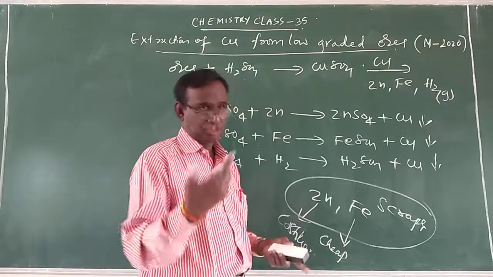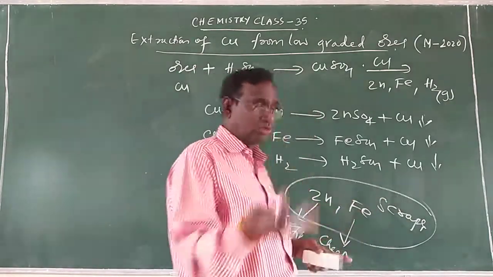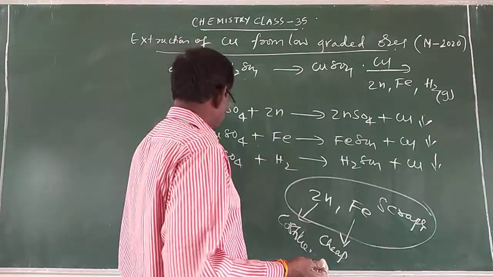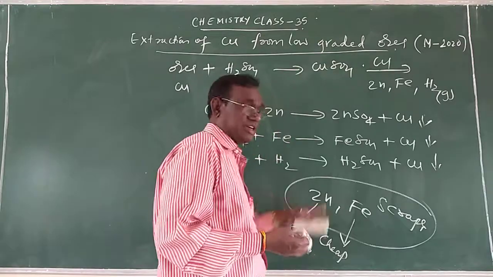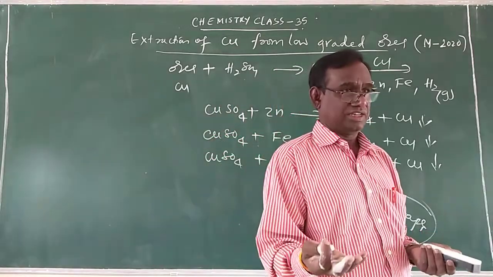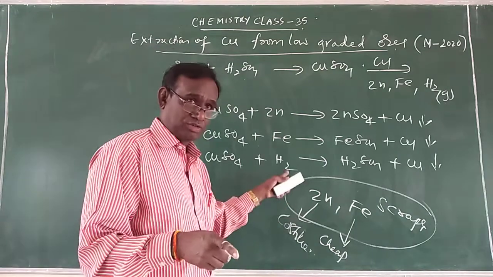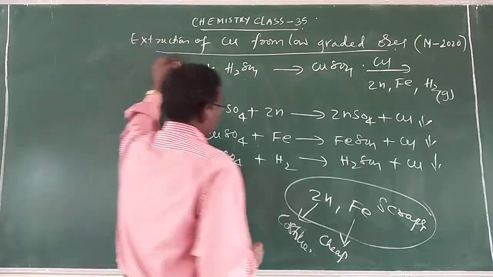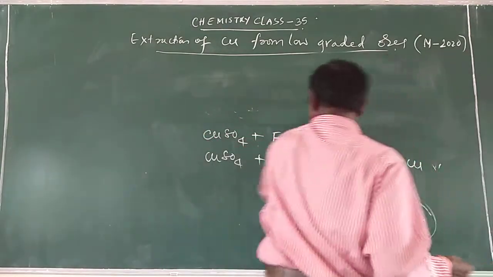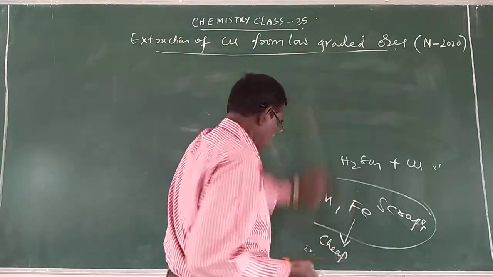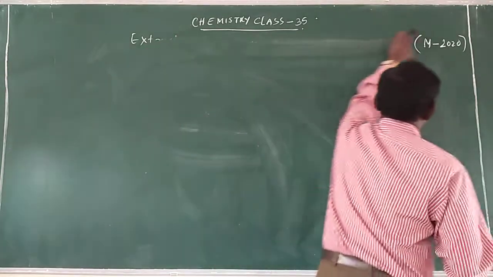Zinc is more costly. Therefore, you have to write that iron scraps are used to reduce the copper from low graded copper ores, because iron is cheap but zinc is more costly. That is how you can write the answer. It is a one mark question. So that is one question asked in the examination on copper from low graded ores of copper.